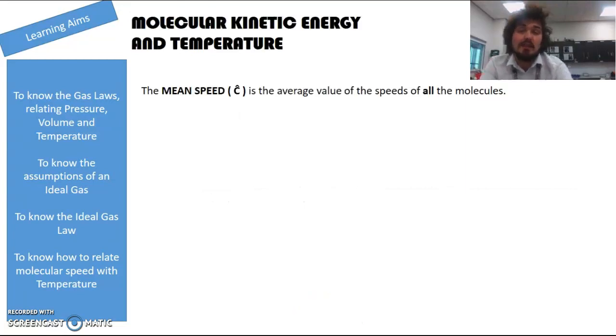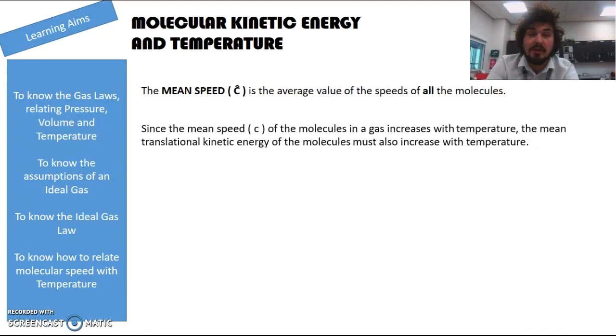Molecular kinetic energy and temperature. So we know that the mean speed is the average value of the speeds of all the molecules, right? That's pretty easy to get your head around. And since the mean speed, c with a little hat, I've forgotten the little hat, of the molecules in a gas increases with temperature, the mean translational kinetic energy of the molecules must also increase with temperature. When I say mean translational kinetic energy, I just mean the average kinetic energy. It's called translational for a reason that I'll tell you in a bit. Well, when you get into the lesson, actually, it's a derivation, which is hell.